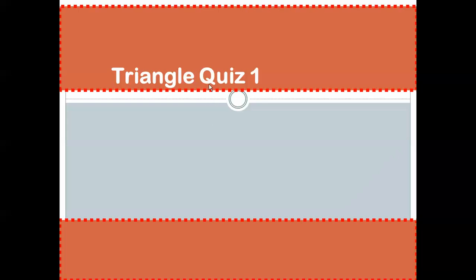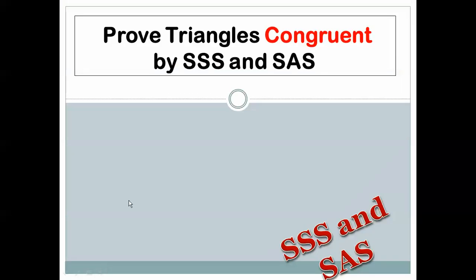Alright, this is the Triangle Quiz 1 that was on your progress report. This is a quick review so that we can take some notes and come back and retake the quiz. Proving triangles congruent by side, side, side, and side, angle, side.